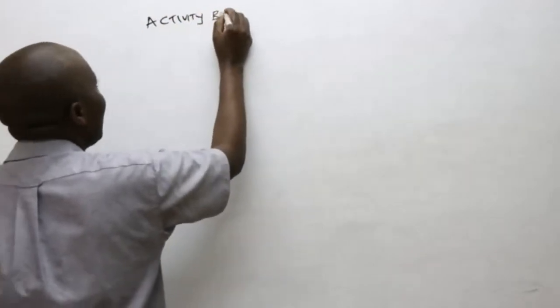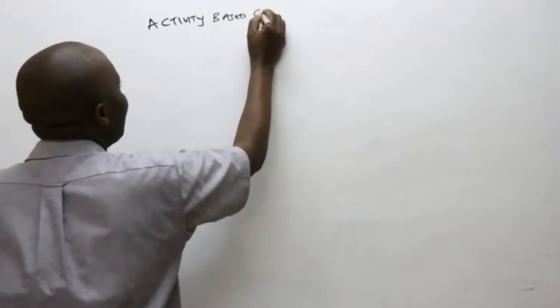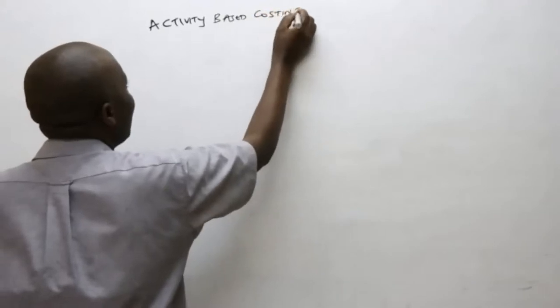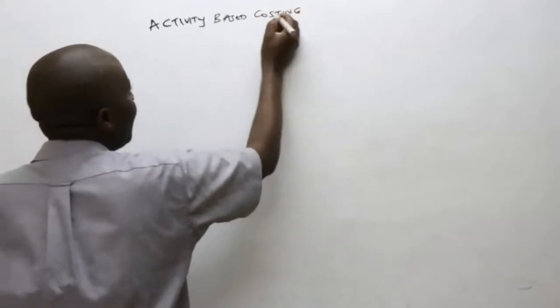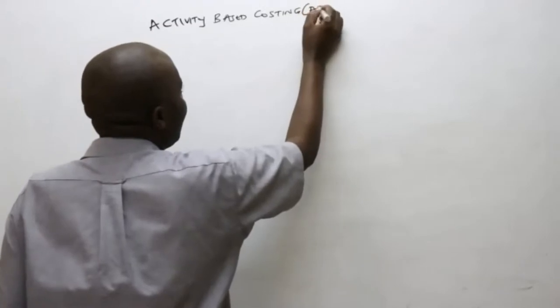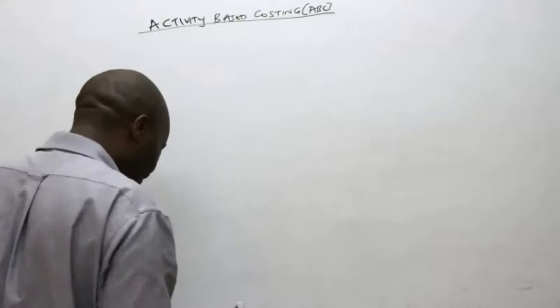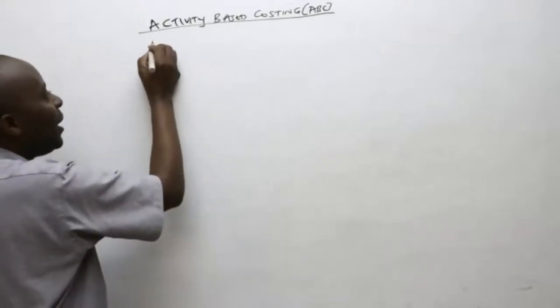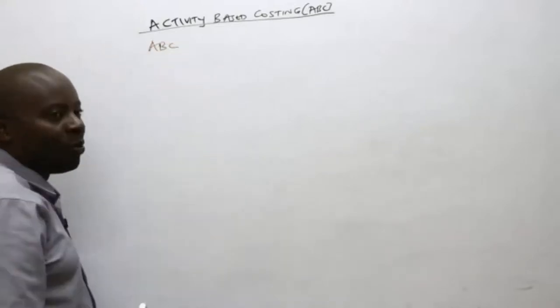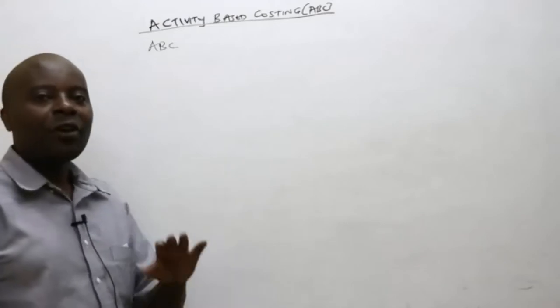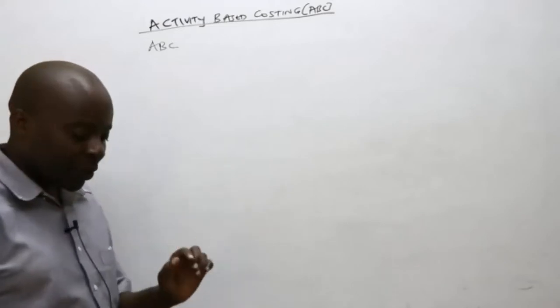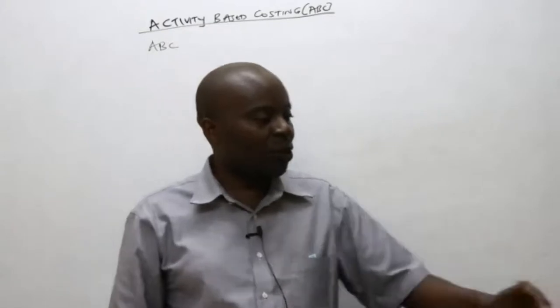Activity-based costing, popularly known as ABC. What you're supposed to know, ladies and gentlemen, is that ABC, unlike the traditional model, and I hope they're able to see my board very well. If they're not able to see my board very well, please ask me to zoom.